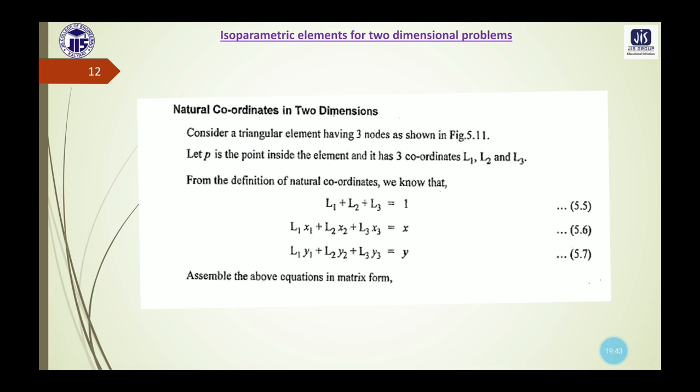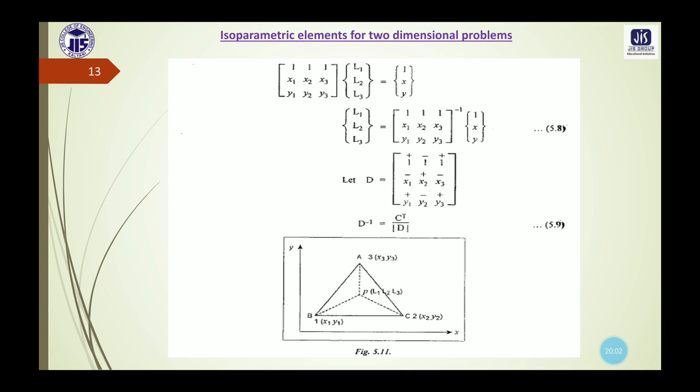Now what will be the formula or the concept of the natural coordinates in case of two dimensions? Let us consider a triangular element which has 3 nodes, which you can see in figure 5.11. The triangular element has three different nodes A, B and C, and their coordinates are given, and another point P, its coordinate is also provided.